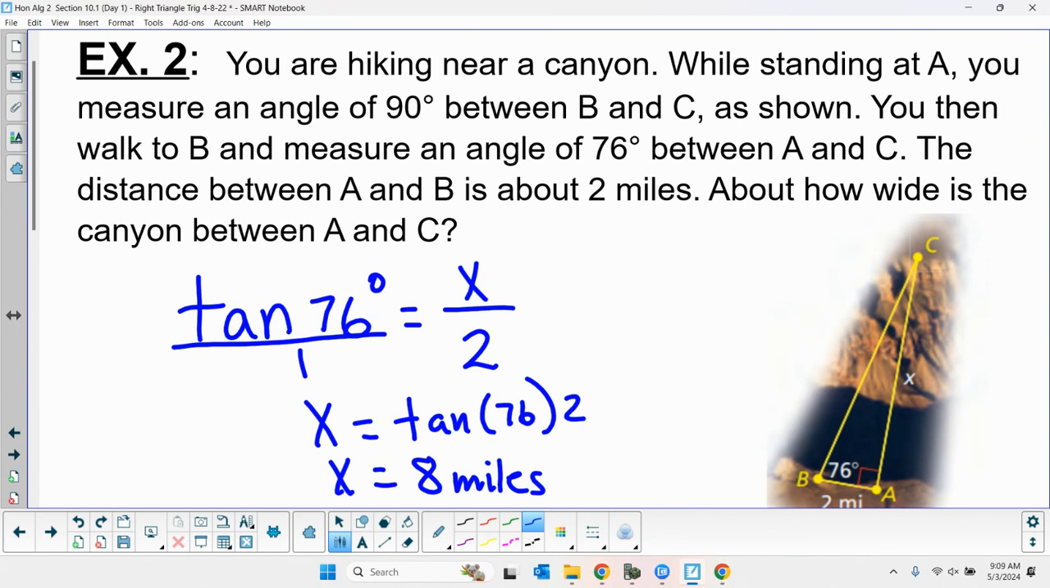Nope. You're just in the wrong mode. You're in radian. Now do it. Hit second answer, or second enter, sorry. Second enter. And then yeah. Okay. Make sure you're in degree mode.